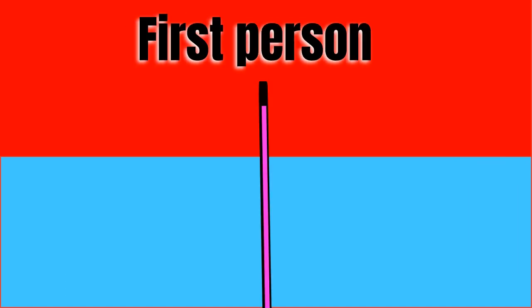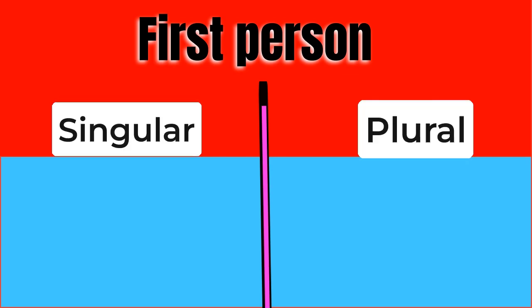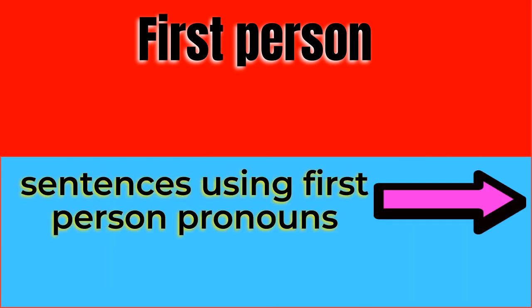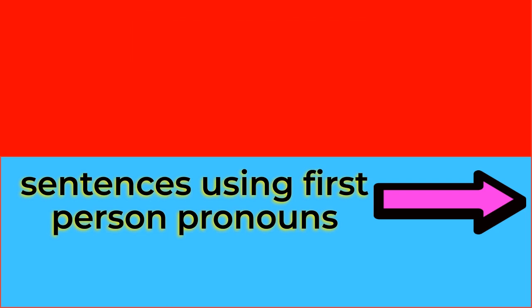There are two main types of first person pronouns: singular and plural. Ich, wir. Here are some example sentences using first person pronouns in the German language.